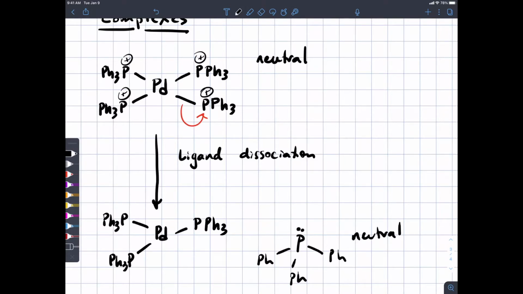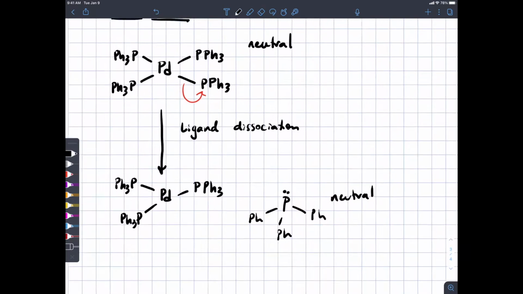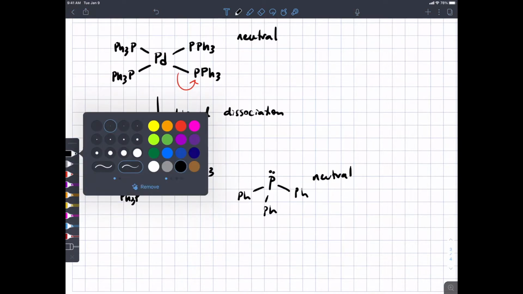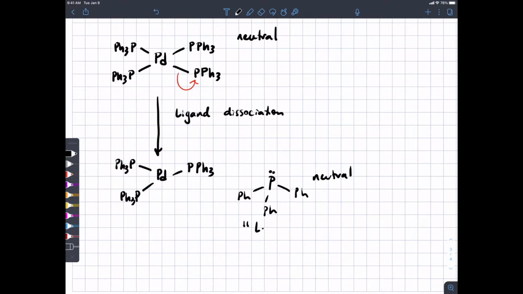but then, if the complex were neutral, I'd have to put like 4 minus on the palladium, and that communicates that palladium's especially electron rich, and that's not necessarily reflective of reality. So with transition metal complexes, when you have a ligand that dissociates neutral, we call this an L-type ligand.